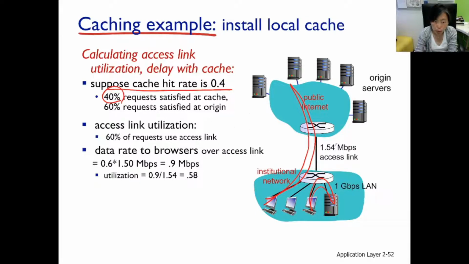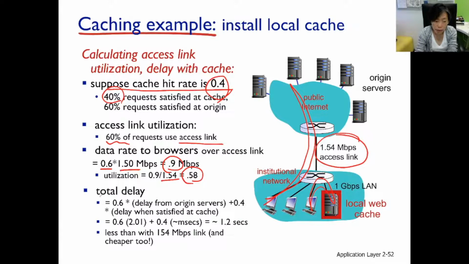So we know then the utilization of the access link is 60% of scenario one. And how much is that? 60% of the traffic, then it's only this much traffic on the 1.45 megabits access link, only 58%. So we cut the utilization from 99% to 58% if we ended up having this hit rate.